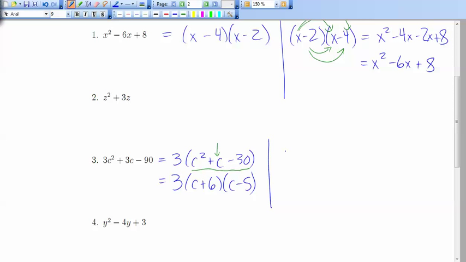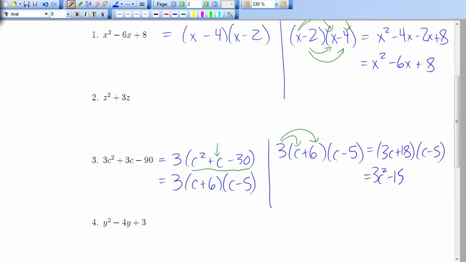And of course, we can check that out for ourselves, make sure that we've got the right factorization. And again, we've got three factors here. We can do them in whatever order we want. So maybe let's distribute the 3 into the first factor, both terms, of course. So we have 3c plus 18 times c minus 5. And then we FOIL that out. 3c squared minus 15c plus 18c minus 90. Okay, and we get exactly what we wanted.